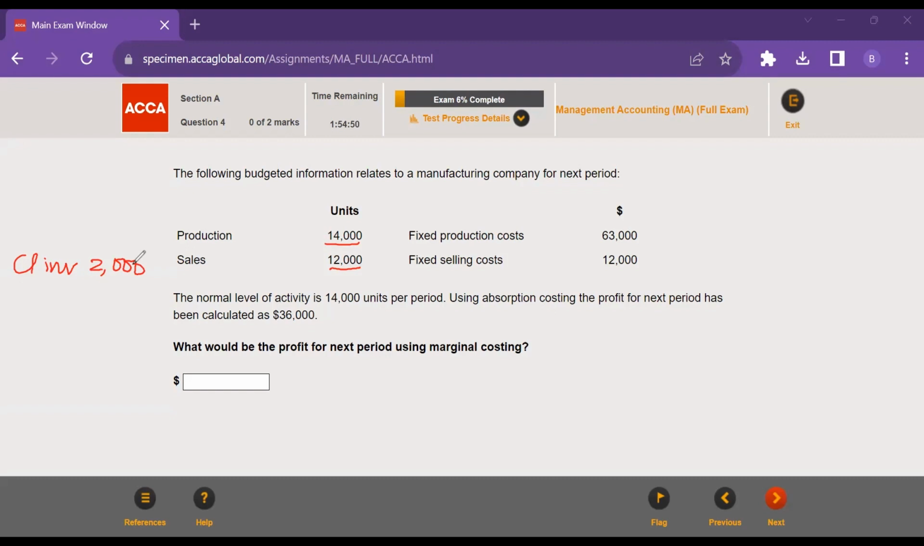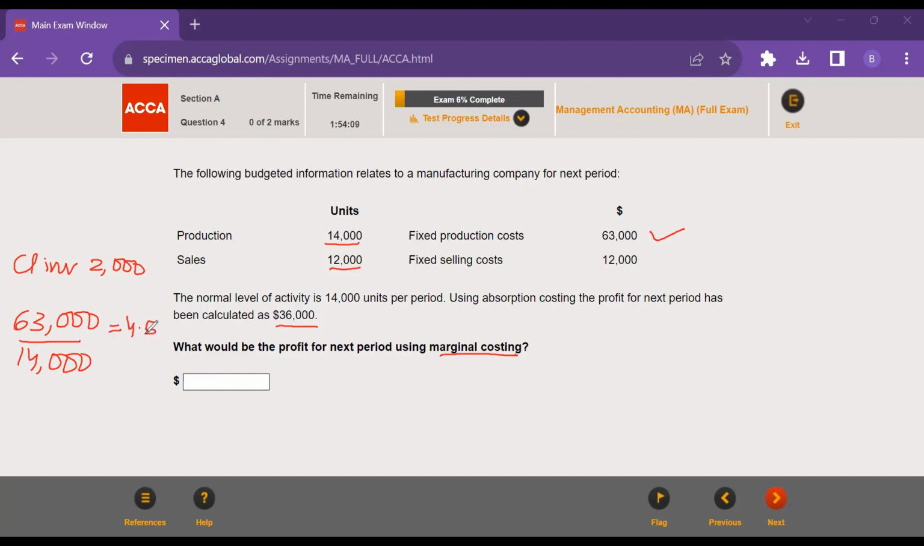So let's find out how much is the difference in the profit. We have 36,000 given, and if we take out the difference, then we'll be able to answer the question using the marginal costing method. We have 2,000 units as our closing inventory, and the fixed production cost is 63,000. This 63,000 is going to be spread over the produced units, which is 14,000. So my absorption rate will come out to be 63 by 14, which is 4.5.